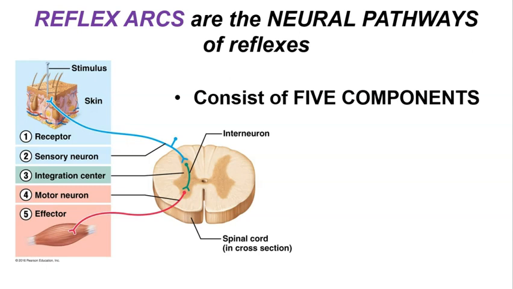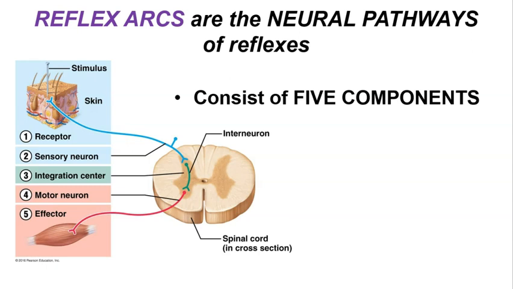The receptor is the structure that detects the stimulus, and it begins a reflex. So in this example, the stimulus is a pin that has pierced the skin and causes nerve endings to send information about that painful stimulus to the spinal cord and to the brain. The sensory neuron serves as the line of communication between the receptor and the central nervous system.